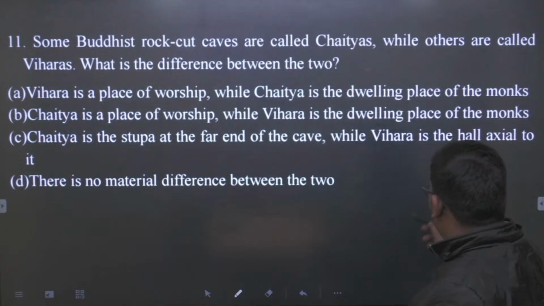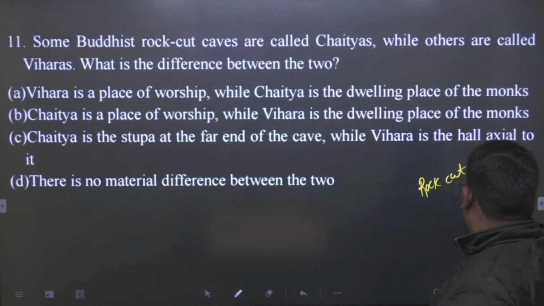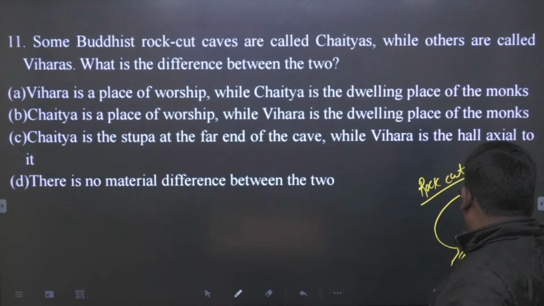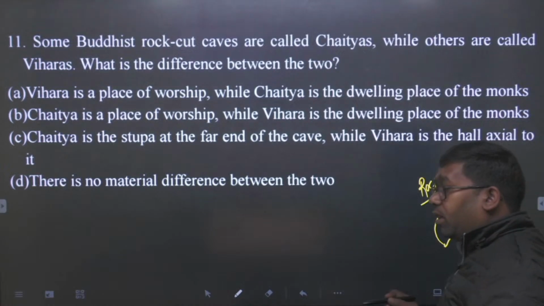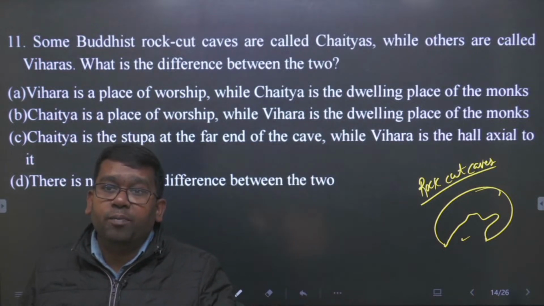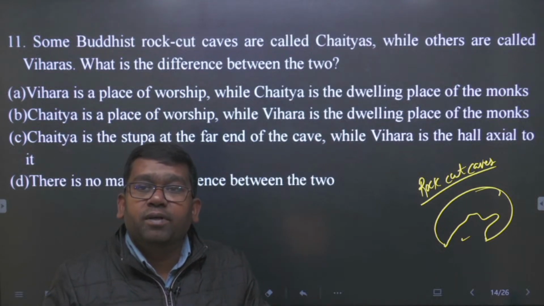So there are caves. What are rock cut caves? Generally there is a huge rock. From it we cut small things and then we make a house like this one. So this is a rock cut cave. The rock cut caves are carved by people. It's man-made, not naturally made. Okay, so what happened in these rock cut caves?